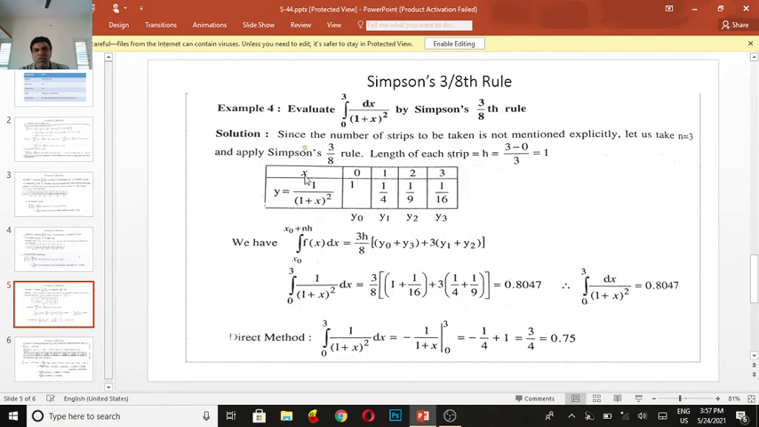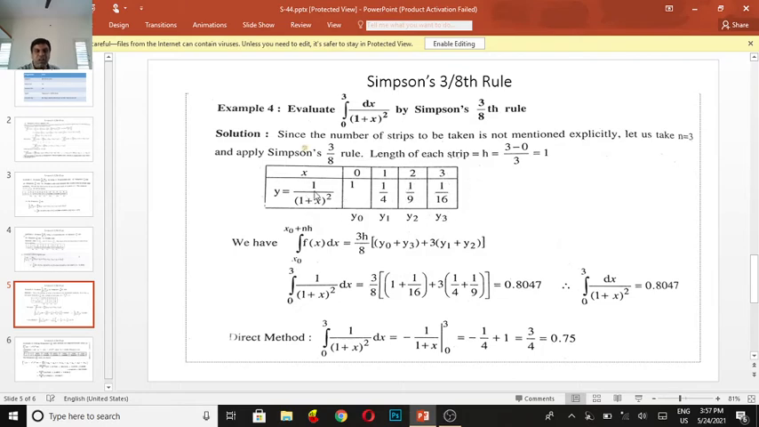So x is 0, 1, 2, 3. If x is 0, the corresponding value of f of x is 1. If x is 1, the corresponding value is 1 by 4. If x is 2, the corresponding value is 1 by 9. If x is 3, the corresponding value is 1 by 16.